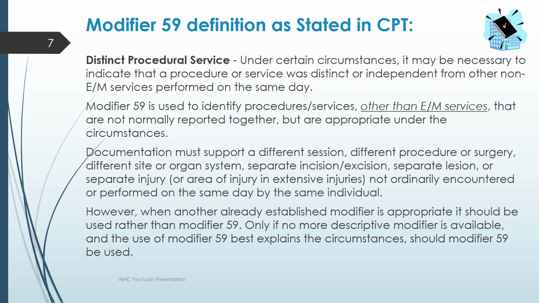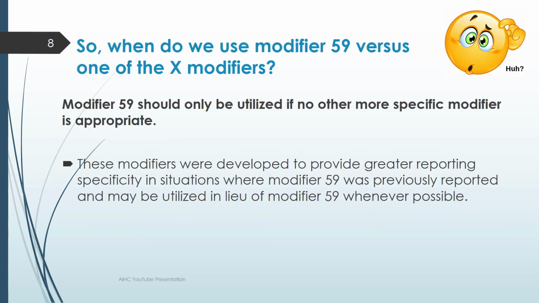of different anatomic sites. Now, modifiers XE, XS, XP, XU became effective January 1st of 2015. That's a few years ago. And these modifiers were developed to provide greater reporting specificity in situations where Modifier 59 was previously reported and may be utilized in lieu of Modifier 59 whenever possible. Modifier 59 should be utilized if no other more specific modifier is appropriate.